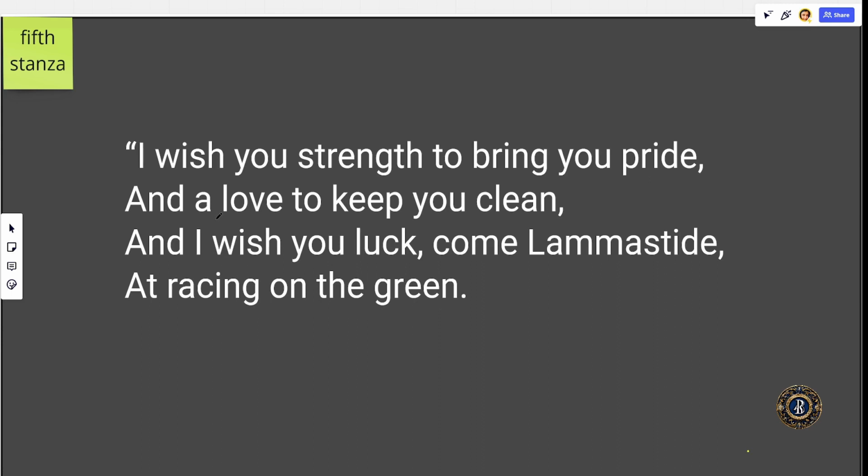So he wishes him to find a faithful lover. And I wish you luck. He wishes him good luck. Come Lammerstead at racing on the green.